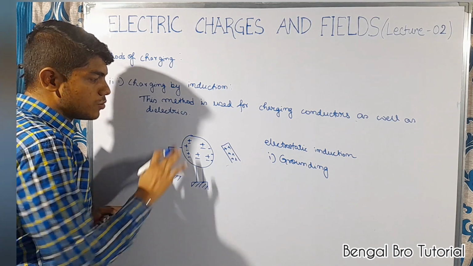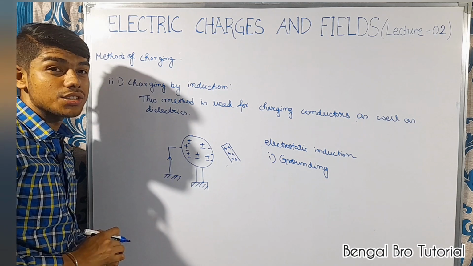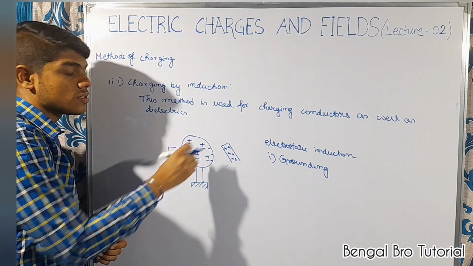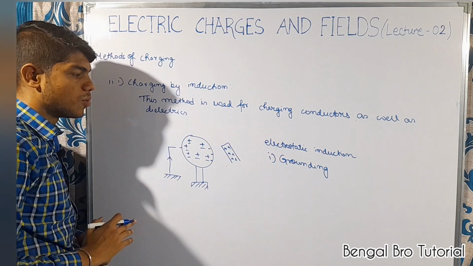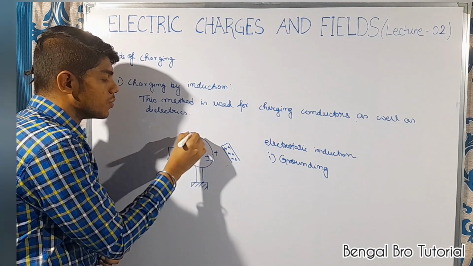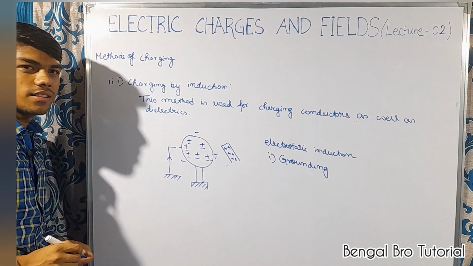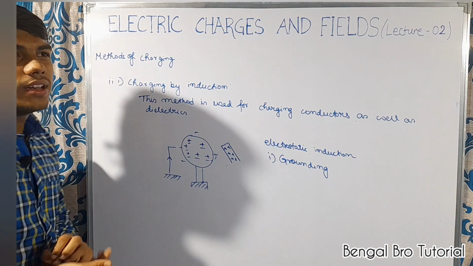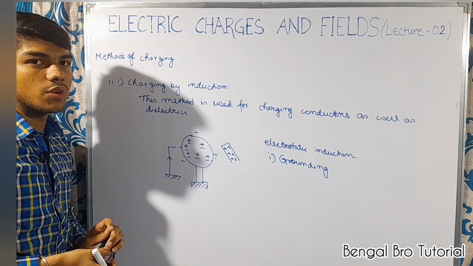Now you see this neutral body has become charged. It now has an excess of electrons. Now if you remove this charged body, this excess of electrons will get evenly distributed over the surface of the conductor. So in this way, this is one of the methods by which we can charge this conducting body.